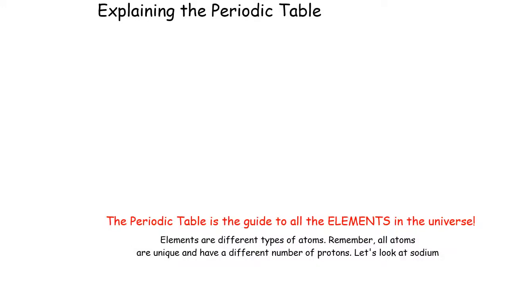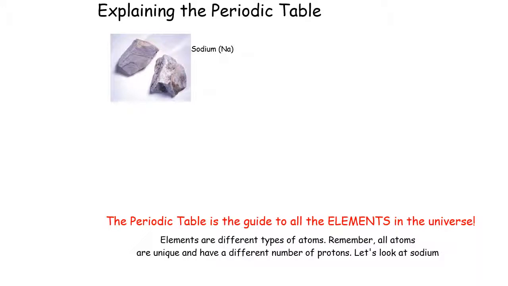So let's look at sodium. This is sodium. It's what's in table salt. It's not the same as salt. Salt that you eat on things is actually sodium chloride, so it's sodium with some chlorine. Sodium is a shiny-ish white metal. It's an alkali metal, a very common part of the Earth's crust.